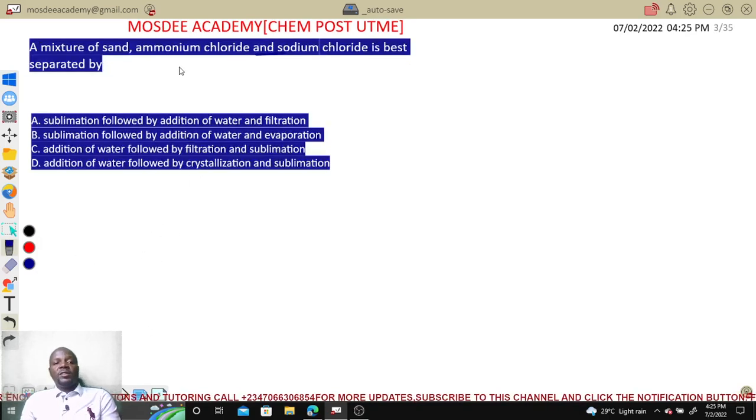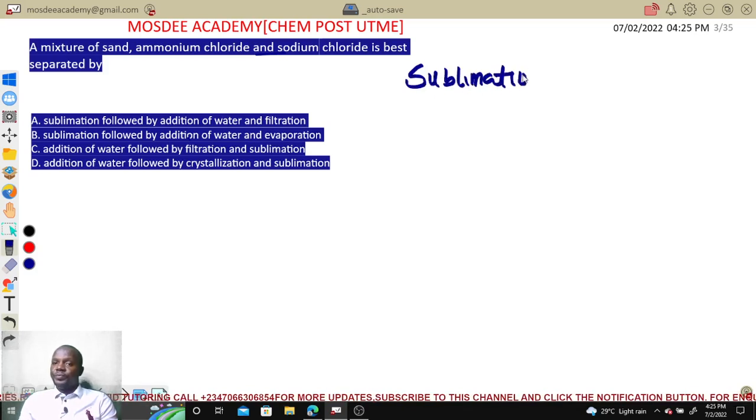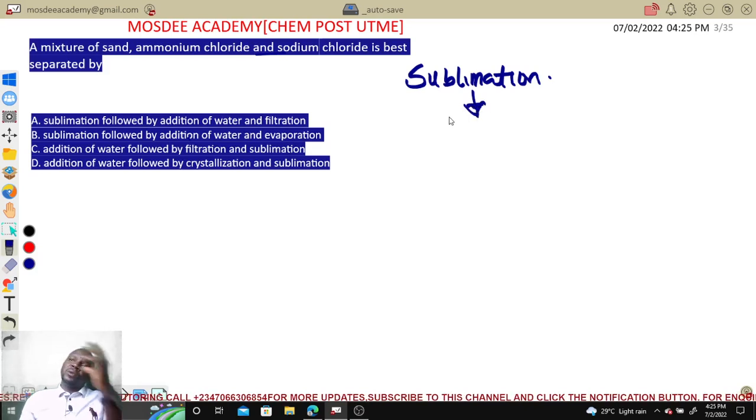Fine. Now, the third one says a mixture of sand, ammonium chloride, and sodium chloride is best separated by dash. Now, under the topic of separation techniques, order of separation is important, because if you don't follow the order of separation here, you might not end up separating them well. So we might have studied sublimation. Sublimation is a technique that involves a direct movement of a substance from solid to gas or gas back to solid, as the case may be.